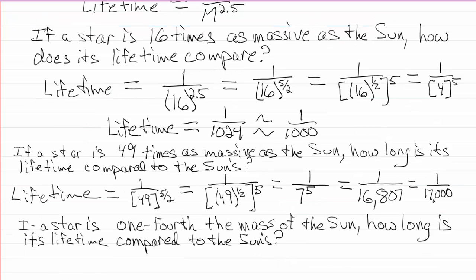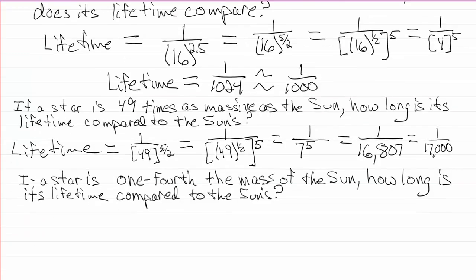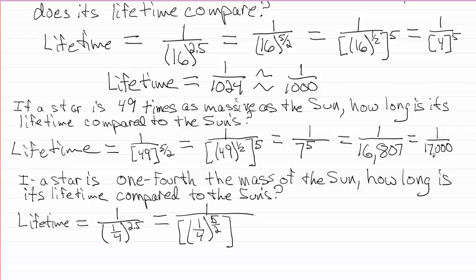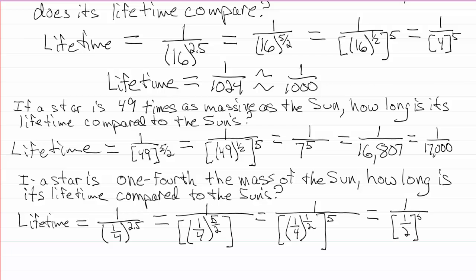If a star is 1/4 the mass of the sun, how long is its lifetime compared to the sun's? We'll do this the same way. The lifetime will equal 1 over the mass to the 2.5 power. This time the mass is 1/4, and again that's compared to the sun. 1 over 1/4 to the 2.5 power, 1 over 1/4 to the 5 halves. That's 1 over 1/4 to the 1/2 to the 5th power. We've been doing this trick all along here. 1/4 to the 1/2, that's like the square root of 1/4. That ends up being 1/2. 1/2 to the 5th power.